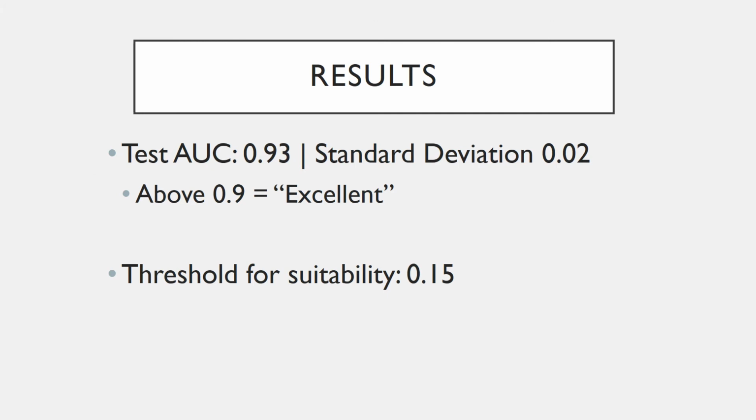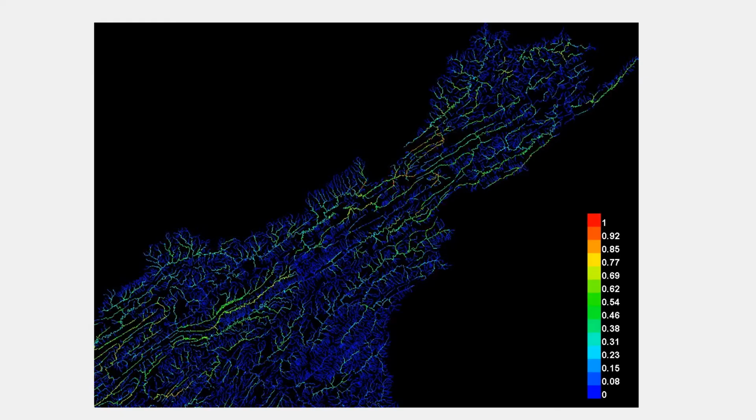Getting into our results, our test AUC was 0.93, so that's above the threshold that I mentioned. So it appears we did have good model performance, and our logistic threshold was 0.15. And just so you can see our logistic output, this is the northeast portion of our study area, and you can see the areas that are red, orange, and green.